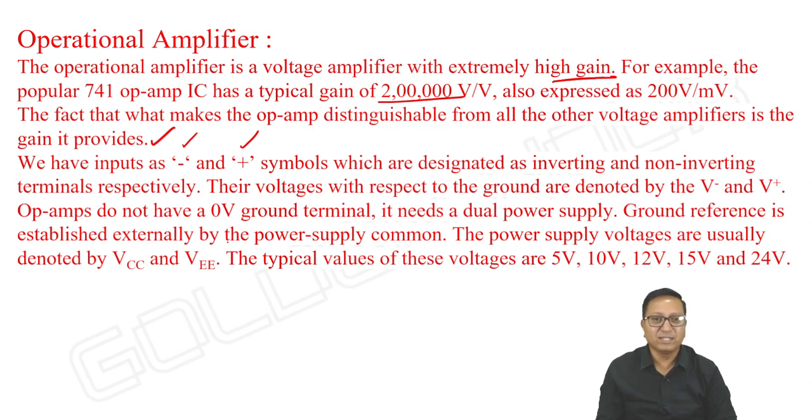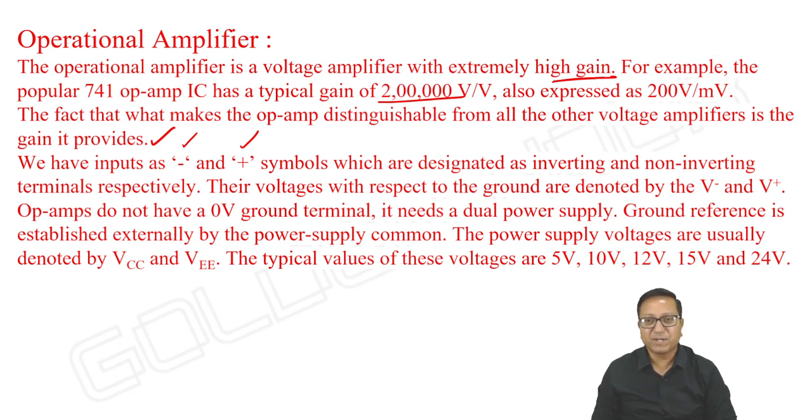Op-amps do not have a 0 volt or ground terminal, as I mentioned, and they need a dual power supply. Absolutely, it requires two power supplies, one positive and one negative, and the ground reference is established externally by the power supply common. If you are using a positive supply, the positive terminal goes to the circuit and the negative terminal can be used as the common point. In the same way, for a negative supply, the negative terminal goes to the circuit and the positive terminal is used as the common terminal. That is only the common point, but the op-amp does not have a specific ground terminal.